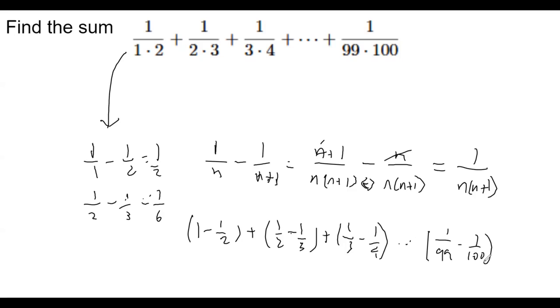And you'll see this minus 1/2 cancels the positive 1/2, a minus 1/3 cancels the positive 1/3, and this will keep on going until you cancel this 1 over 99. And all that's left is 1 minus 1 over 100, or 99 over 100.